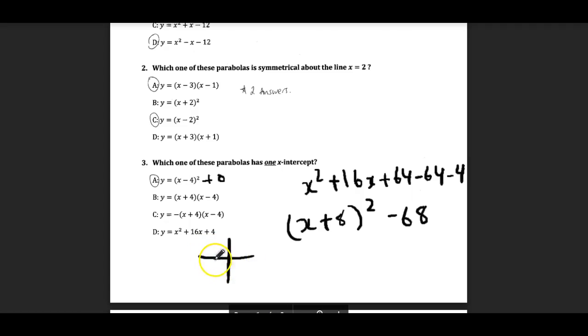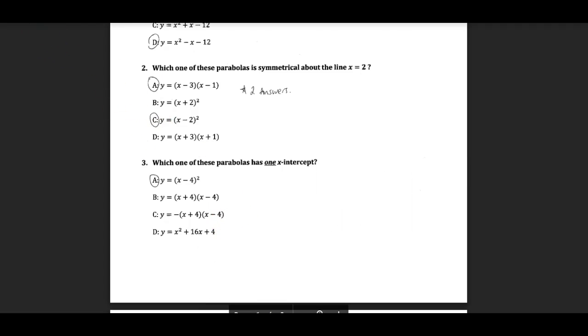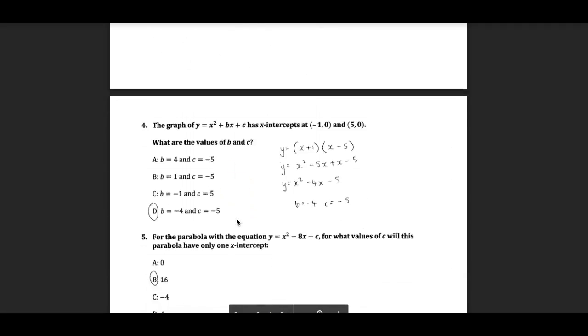So your parabola, here's your x-axis, and it's been down here, it's at -8, -68. Okay, so can't emphasize enough getting your equation into turning point form to see actually what's happening with your parabola. All right, let's move on now to question 4.